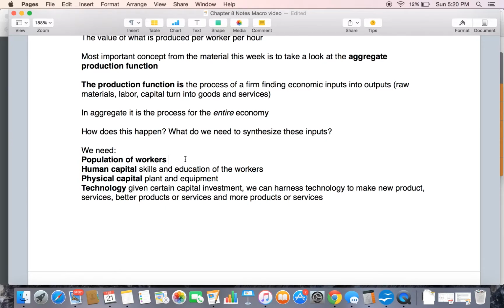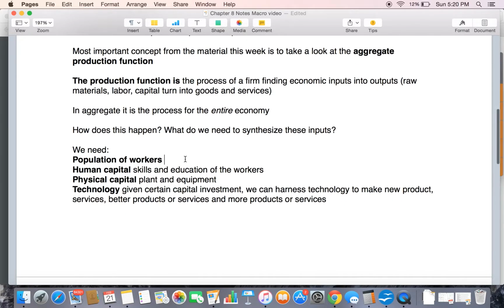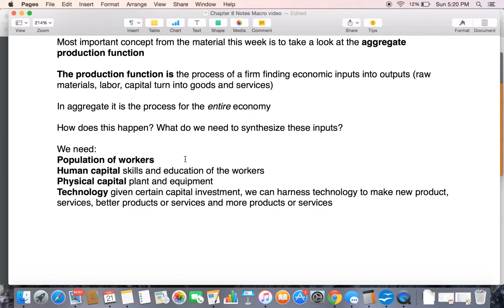So population of workers is really just going to be the people that are in the economy that can work and produce goods and services from raw materials or capital or their own minds, right?